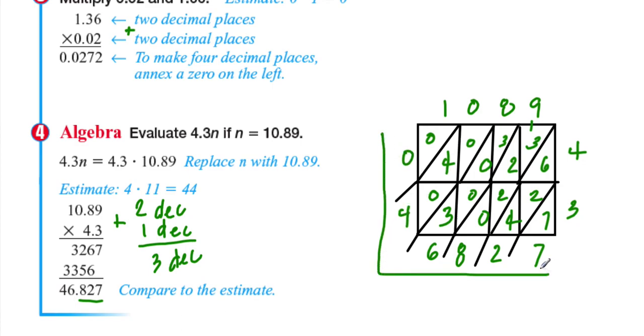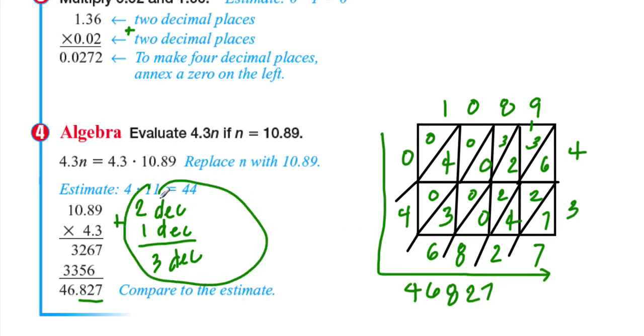So we simply write this out this way, end up with 4, 6, 8, 2, 7, and we simply follow this rule and apply it to our number, 3 decimal places, end up with 46.827. So we solved our problem using the traditional method and using the lattice method.